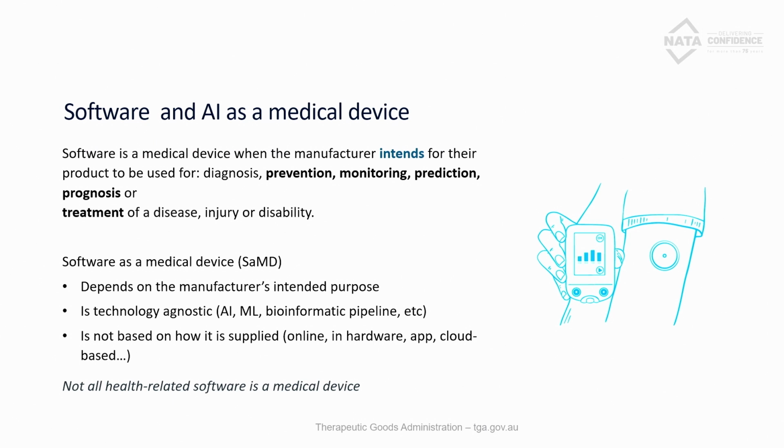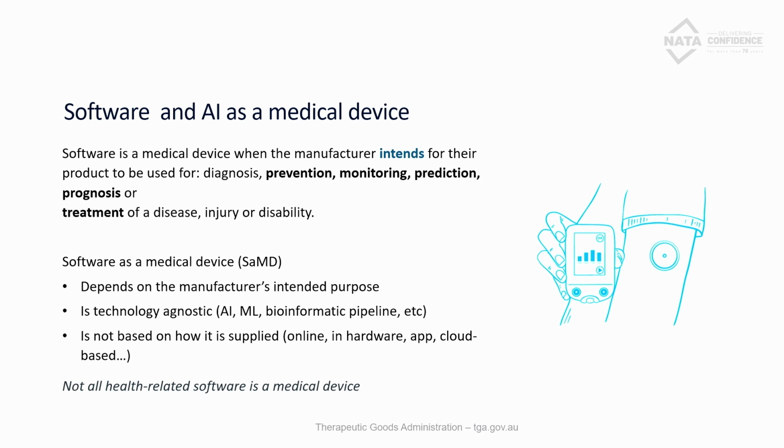So software as a medical device either incorporates software or they are standalone software. And it comes down to the intended purpose of the medical device. So as soon as you're assigning an intended purpose that includes a diagnosis, prevention, monitoring, prediction, prognosis or treatment of a disease, an injury or a disability, you go into that category of software as a medical device and you're regulated by the TGA.